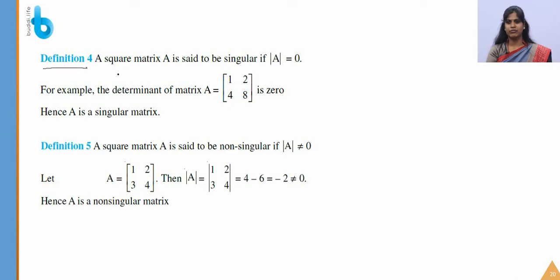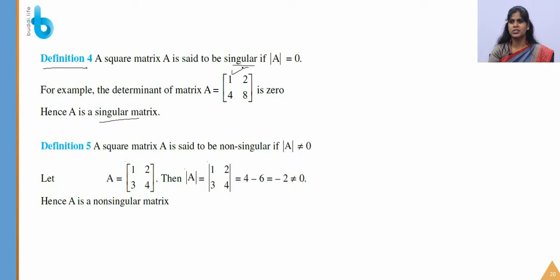Next, definition 4. See, a square matrix A is said to be singular if the determinant of A is equal to 0. For finding the inverse of a matrix, you need to know whether the matrix is singular or not. That's why we are learning this definition. Matrix A is said to be singular if its determinant value is 0. For example, see, the determinant of this matrix A is 0, therefore it is singular.